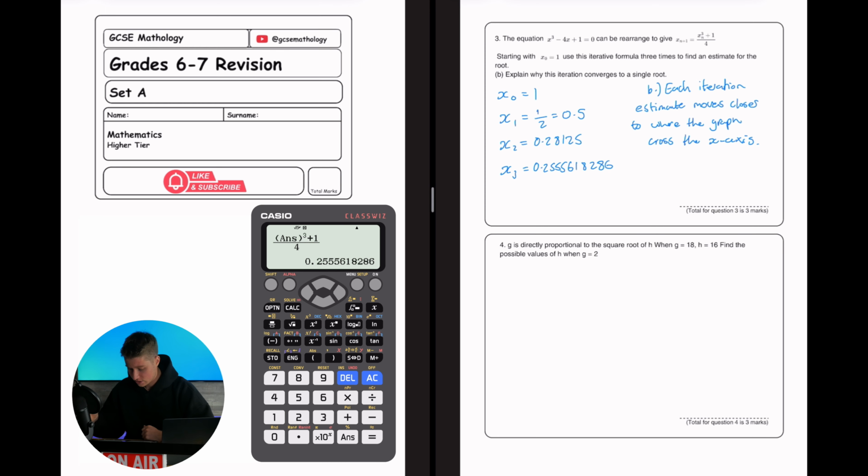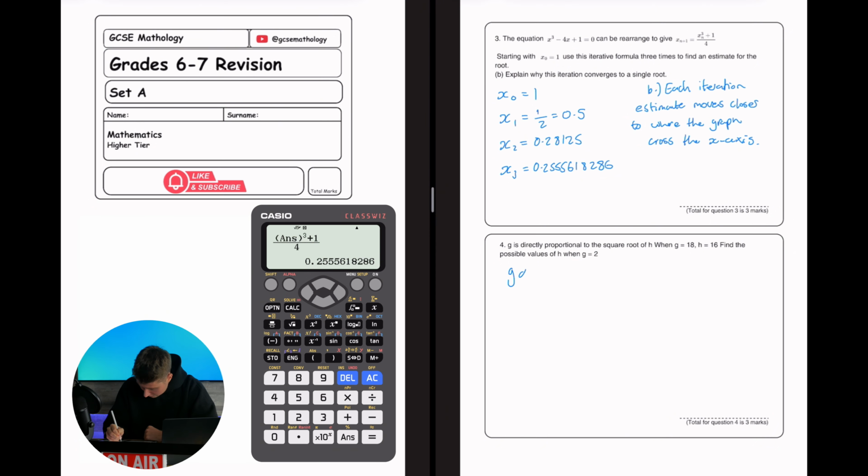So when the graph crosses the x-axis, that is where there is a solution. Question 4 says g is directly proportional to the square root of h, where g is equal to 18 and h is equal to 16. Find the possible values of h when g is equal to 2.